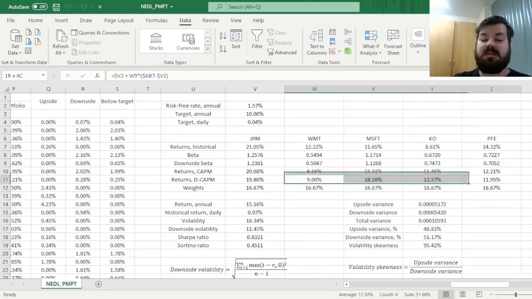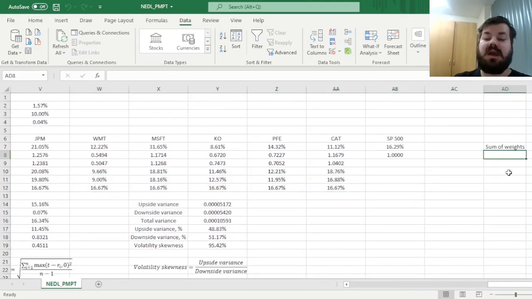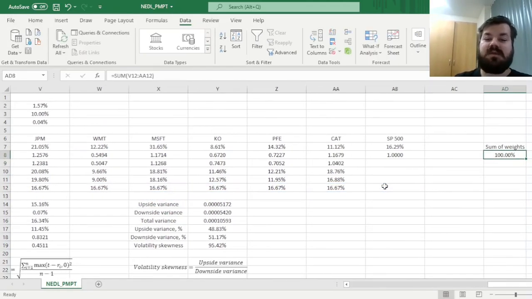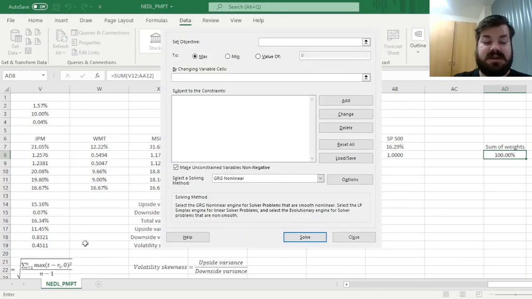Before we run any solver applications, we have to apply a condition that the sum of weights should be equal to 1. So here in this cell, we can sum up all of the weights that we've got here and make sure that an equally weighted portfolio, 1/6 when you've got 6 stocks, does indeed sum to 100%. Good sanity check. And now we can click Solver and start inputting our optimization task.